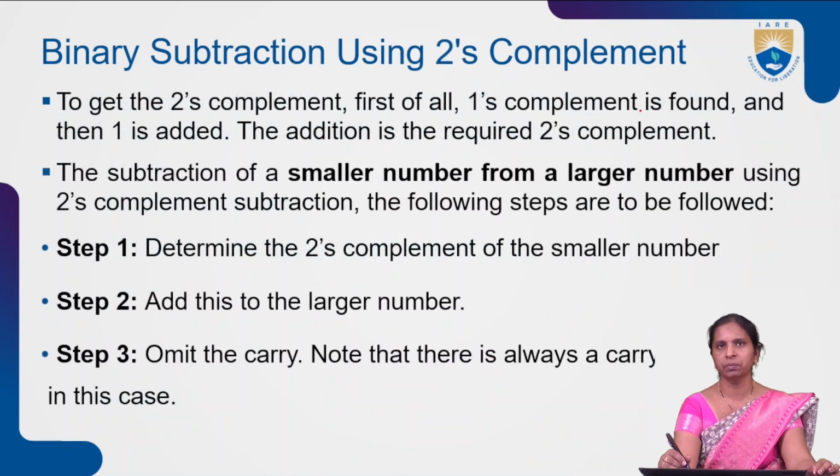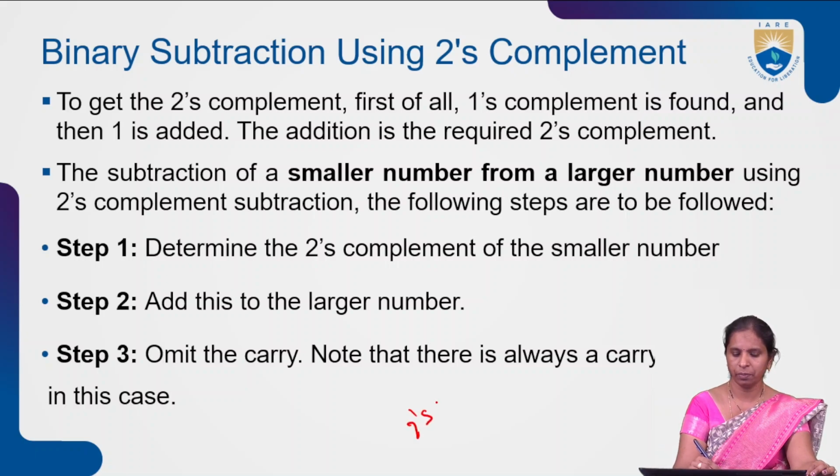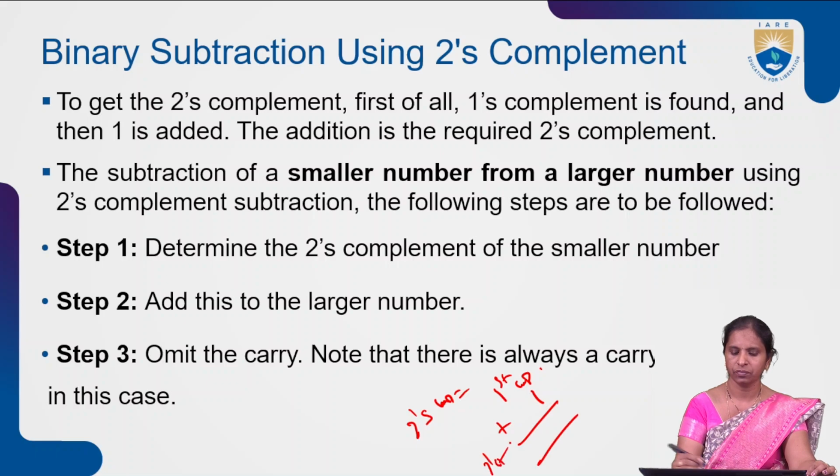Next, we'll perform the binary subtraction using 2's complement. Now, what is 2's complement? 2's complement is equal to the 1's complement of the binary number plus 1. How do you get the 2's complement? First, you have to get the 1's complement of the given binary number. Then, if you add plus 1, you are going to get the 2's complement of the number.